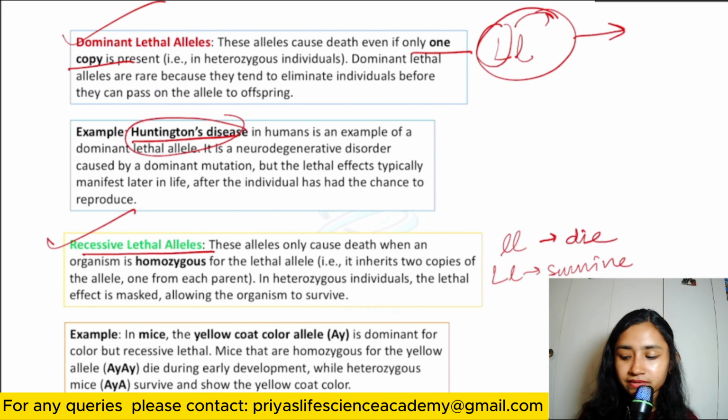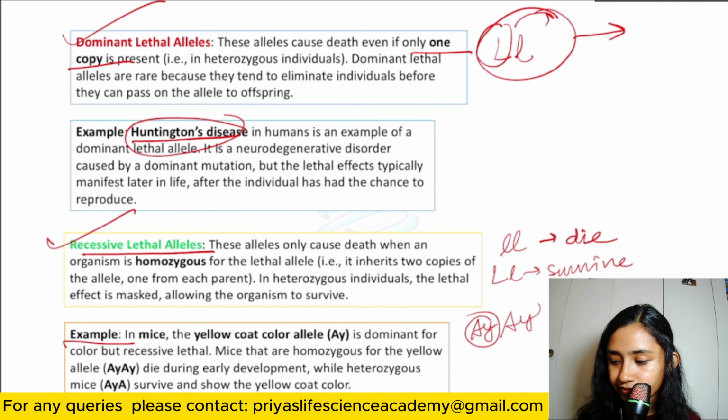An example is in mice, where the yellow coat color allele, that is AY, is dominant for color, but it's recessive lethal. Mice that are homozygous for the yellow allele, AY AY, die during early development, while heterozygous AY A survive and show the yellow coat color. So AY is dominant for color, but if it is present in double dose, it is a lethal combination. It is recessive lethal.